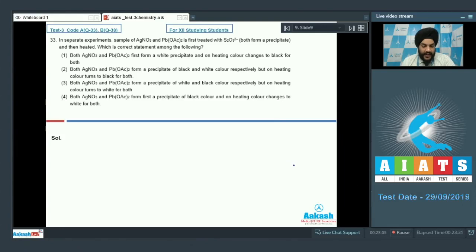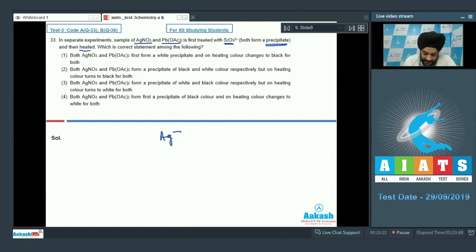Let us look at the next question. Question number 33. In separate experiments, samples of AgNO3 and lead acetate are first treated with thiosulfate. It is given to us that both form a precipitate, and then the precipitate is heated. Which is the correct statement among the following?